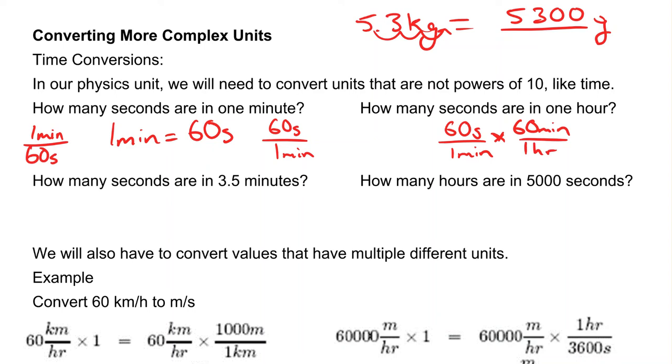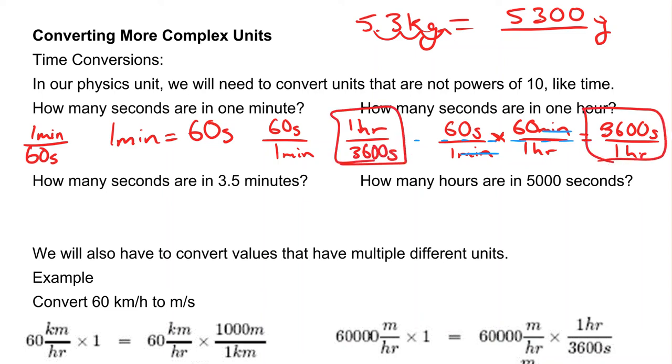Hopefully you can see how the minutes and minutes cancel, because they're on opposite sides of a fraction. One's in the top and one's in the bottom, and they cancel each other out. So now that means that there's 60 times 60, which is 3,600 seconds in 1 hour. Or you can think about it as 1 hour is 3,600 seconds. Either way you want to look at it, they're both correct. It just depends on how you want to work it.